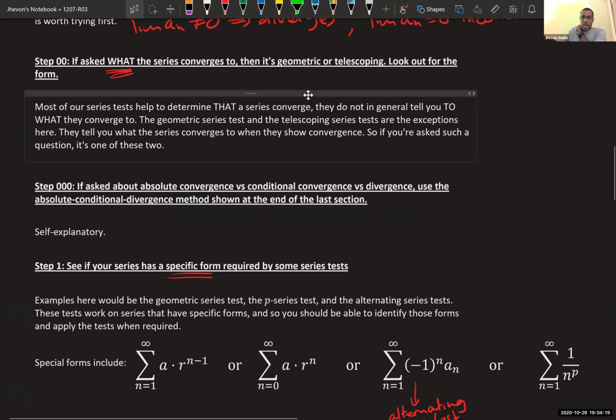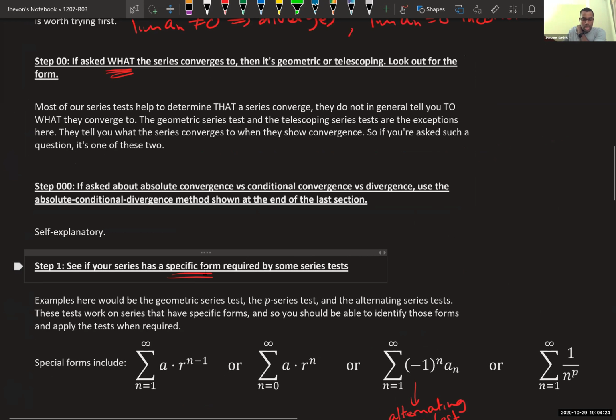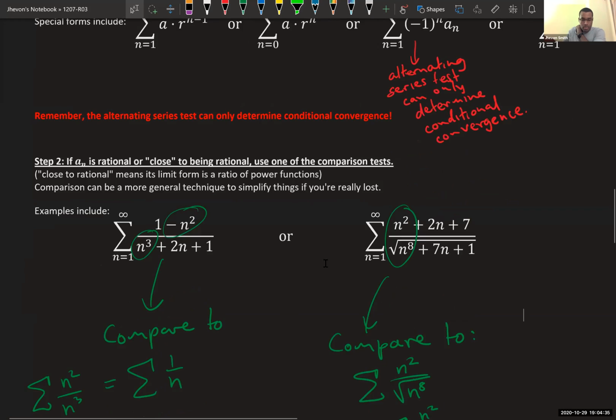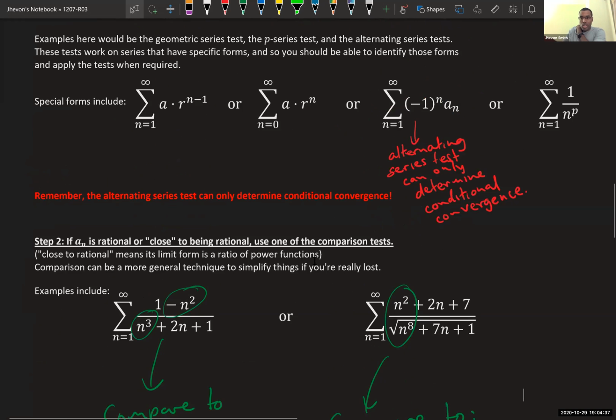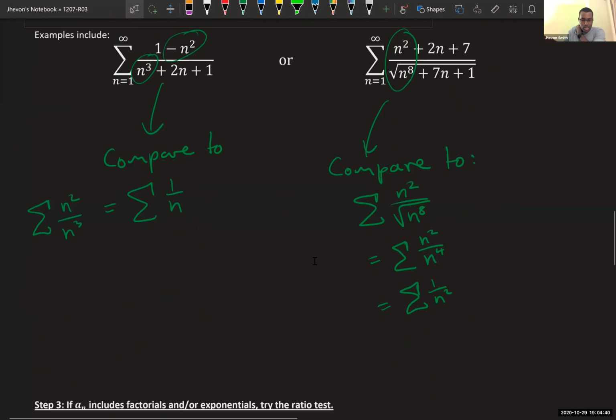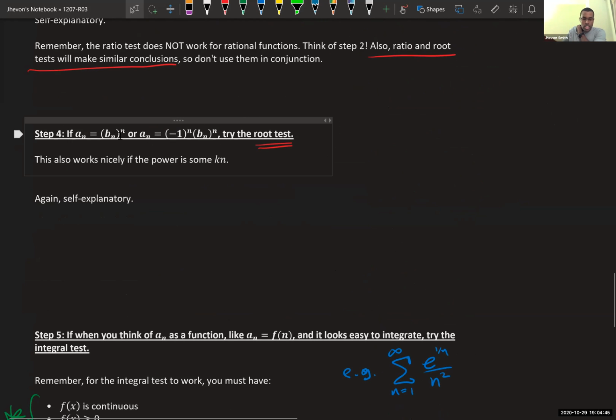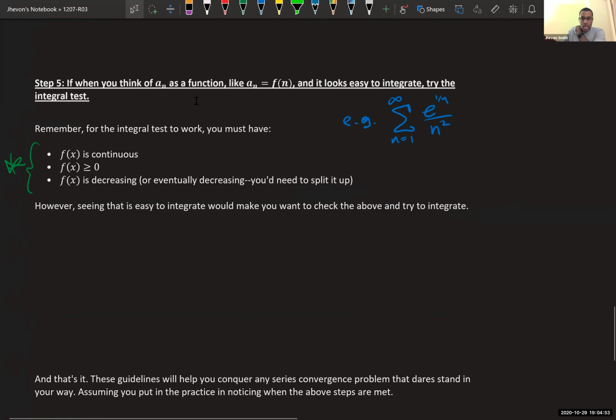If it's geometric, or I ask you specifically what something converges to, then it has to be geometric, like there's nothing else. If I see that the series has a specific form, like a geometric or alternating or p-series, apply those as long as I don't care about absolute convergence. Try comparison tests if you don't know what's going on, or it's almost rational or it is rational. If you see a lot of factorials or weird exponentials, think the ratio test. If you see an exponential where the power is n or a constant times n, try the root test. Notice that both of these will be inconclusive at the same time. If it looks like something you can easily integrate, try the integral test.